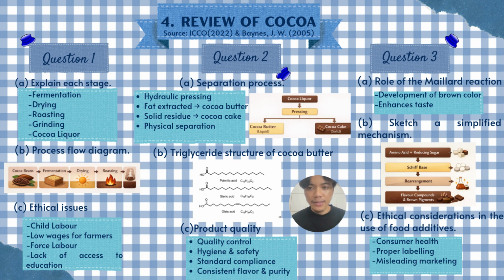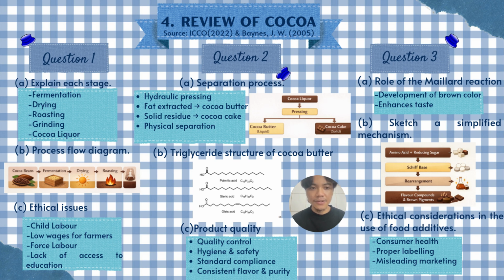Okay, let's take a look at the first question, which is to explain each stage of this process. First step is fermentation. Fresh cocoa beans are placed in boxes or banana leaves for about 5 to 7 days. Microorganisms like yeast and bacteria break down the pulp surrounding the beans. This process generates heat and develops important flavor precursors that will later form the chocolate taste.